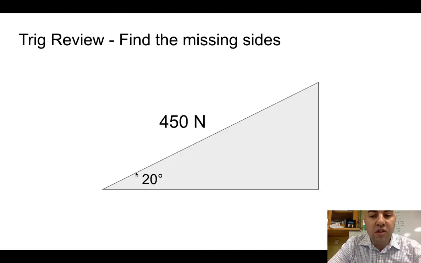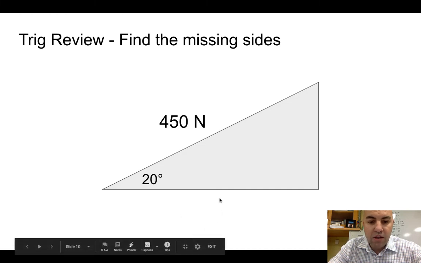So what I'm going to need to do here is recognize which trig function I'm going to need to use. Well, if I'm trying to find this side, it is the opposite of theta. So SOHCAHTOA: sine of theta equals opposite over hypotenuse. Well, that's what I would use for this one. I know that the sine of 20 degrees is going to equal the opposite, which is what I'm looking for here, divided by the hypotenuse, which is 450 newtons. So I would set that up, and I would use algebra to figure that out.